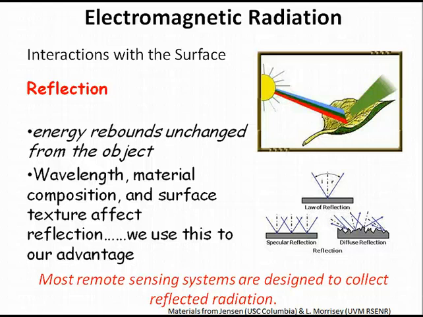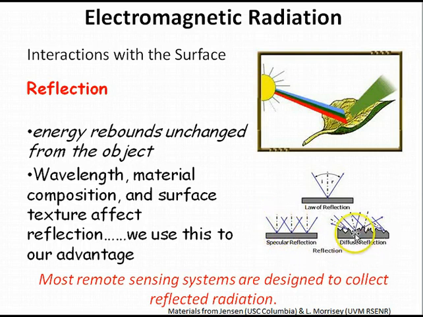When we're talking about reflection, we're referring to radiant energy that strikes an object and just rebounds completely unchanged. The wavelength is not changed, the amount of energy is not changed, it's literally just reflected back. How that light is reflected back depends upon the texture as well as the composition of that surface material. If we have a very smooth surface, we call this specular reflection, and the angle of incidence is equal to the angle of exit. We can imagine this is what you might see with a mirror, a very smooth surface.